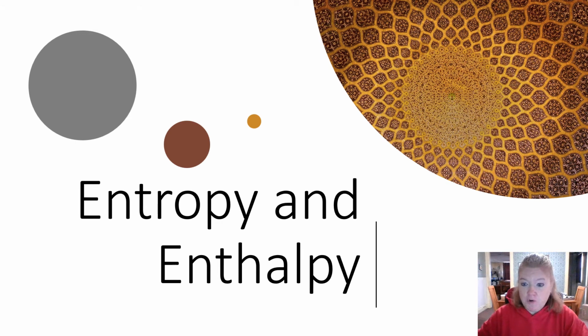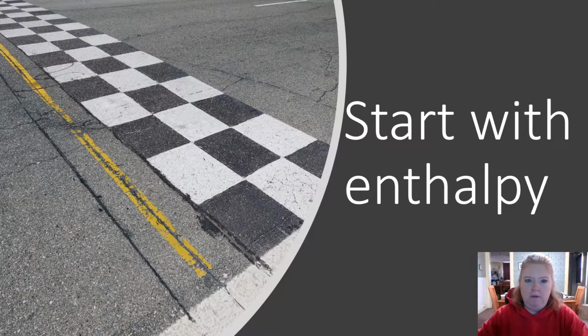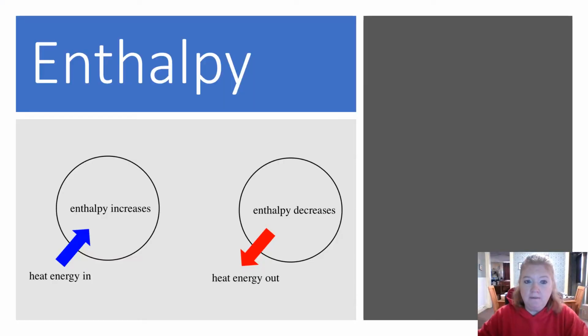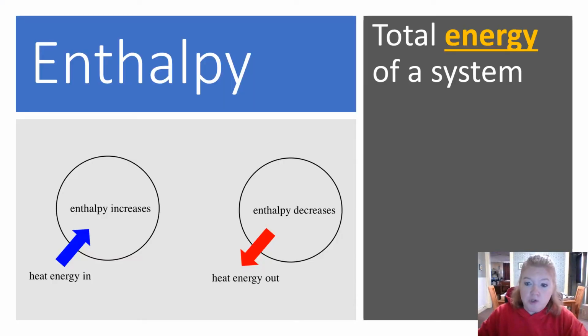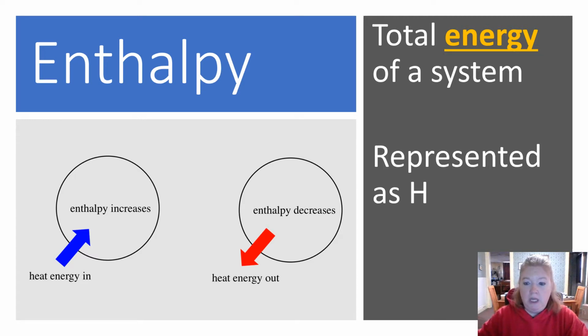Let's talk about entropy and enthalpy. Let's start with enthalpy. Enthalpy means energy, the total energy of a system. It's represented by the letter H.